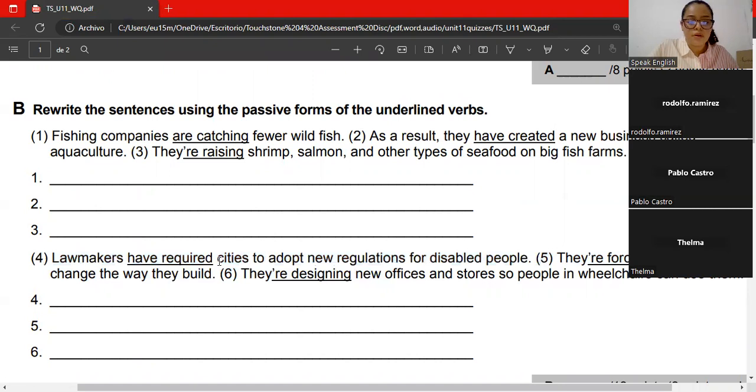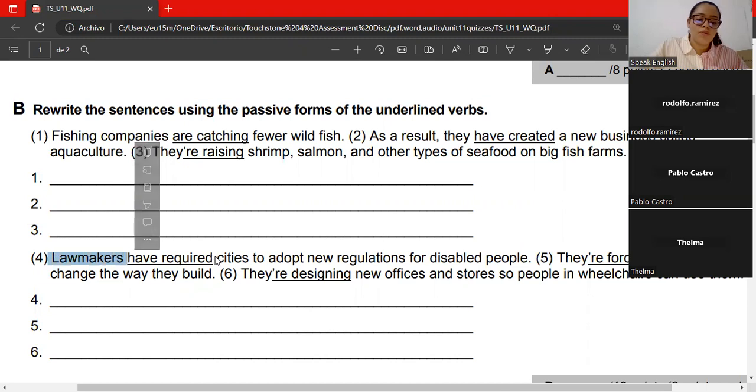Lawmakers have required cities to adopt new regulations for disabled people. Okay. Have required, in this case, we don't have a what. In this case, we have a who. Have required who? New regulations. No, that's a what. For disabled people. Whom? No.